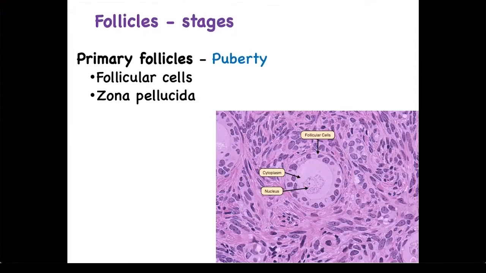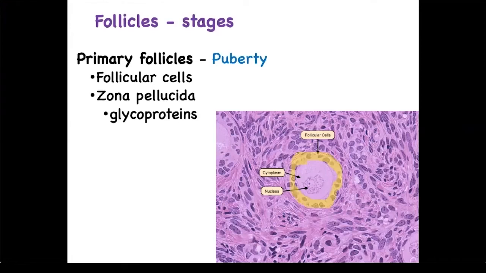The oocyte begins to release some glycoproteins which form a zona pellucida between the oocyte and the follicular cells. This entire structure is the primary oocyte with its nucleus, and these are the follicular cells. The zona pellucida will be this area right in here. Proteins on the sperm must bind to some of these glycoproteins for fertilization to occur.